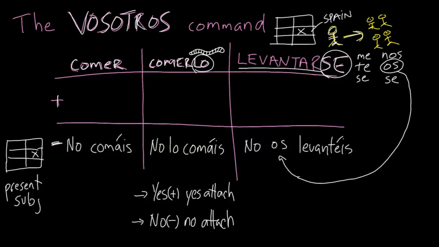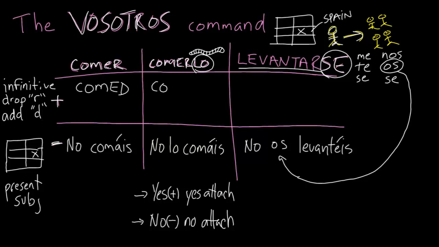Let's look at our positive or affirmative vosotros commands. And the rule for this is we will take our infinitive, we will drop the R, and then we will add a D. Alright, so we have our infinitive comer. Let's drop our R and add a D. There you go. We're done.